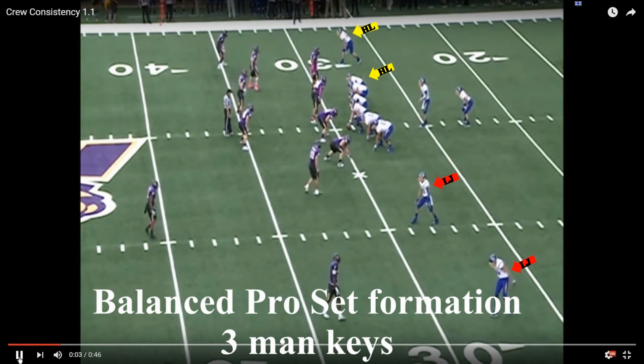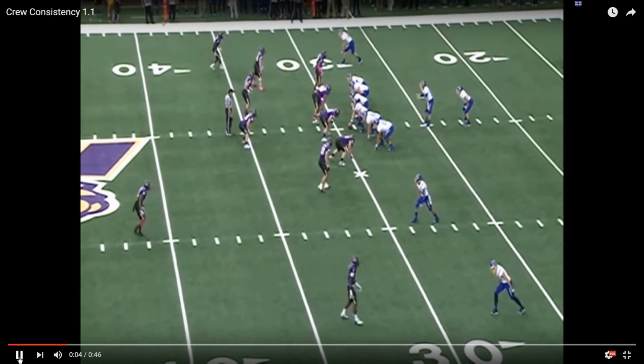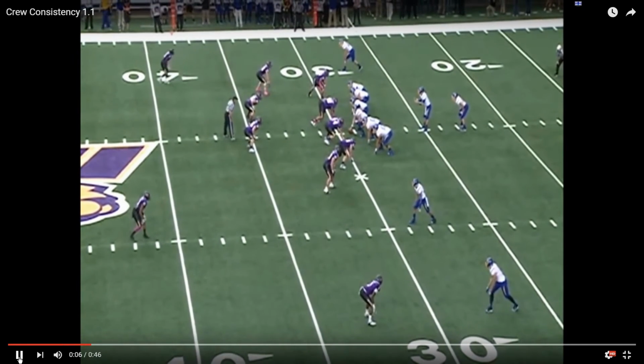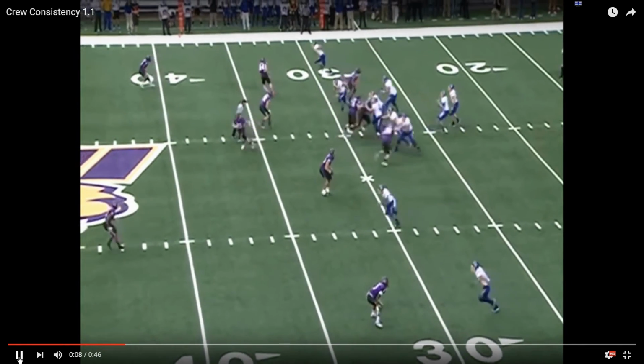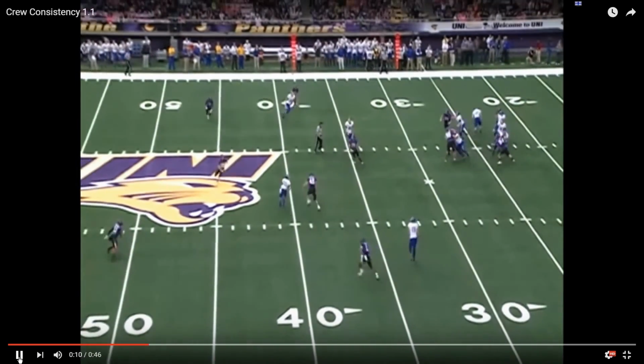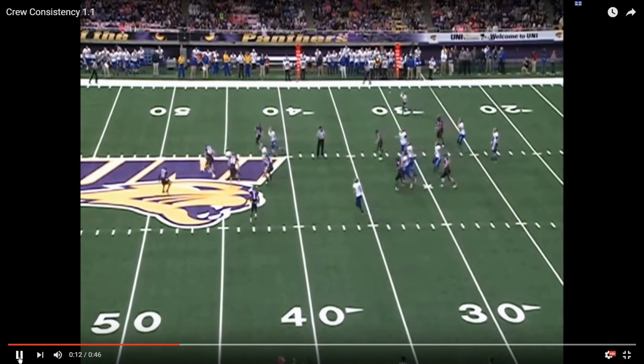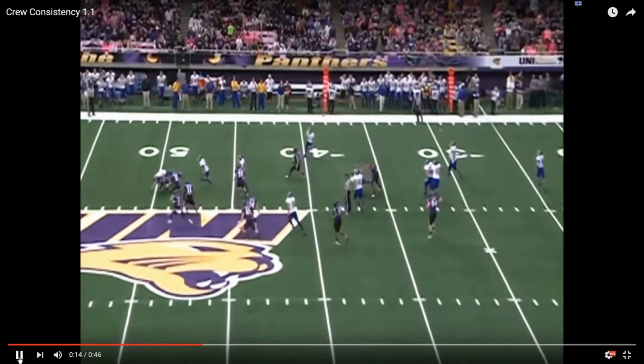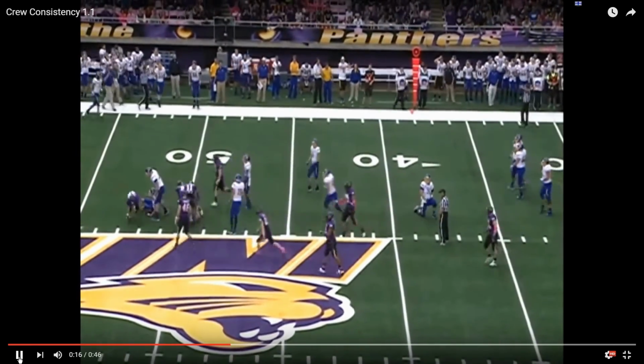Let's move on to a new formation. This is a balanced pro set formation. As in our first example, the red arrows indicate the line judge's keys, while the yellow arrows indicate the head linesman's keys. In this example, you will see the head linesman throw a flag for encroachment by the defense. Because this is a college game, this is not a dead ball foul, but in high school, we would kill the play when the encroachment occurs.